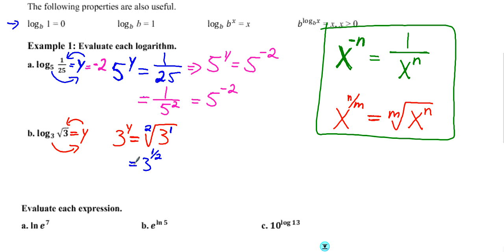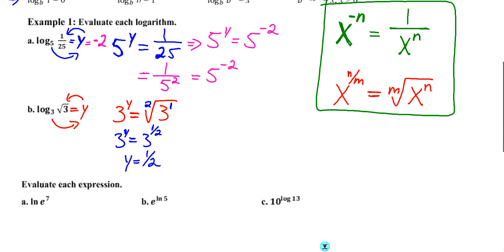The square root is the 1/2 power. So again, that means 3 to the y equals 3 to the 1/2 power, which means y equals 1/2, which now makes sense because 3 to the 1/2 power is the square root of 3. Okay? So those are a little more complicated only because we needed these two formulas that you might not remember off the top of your head.